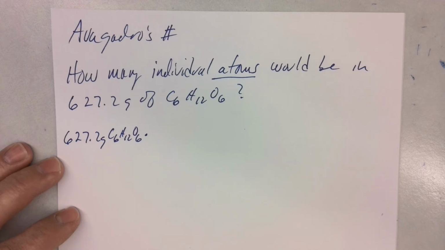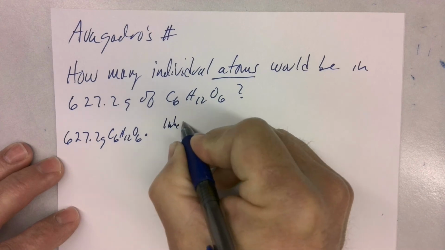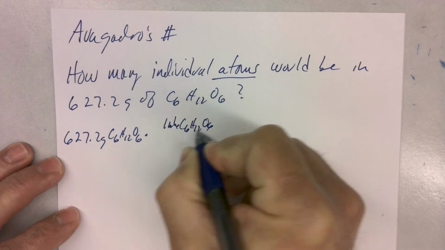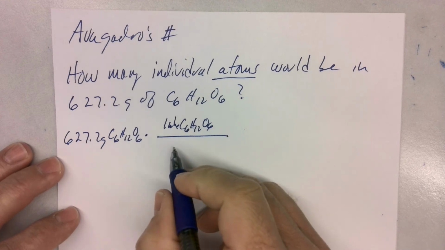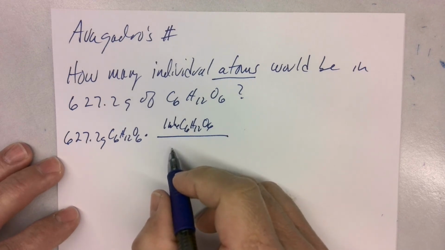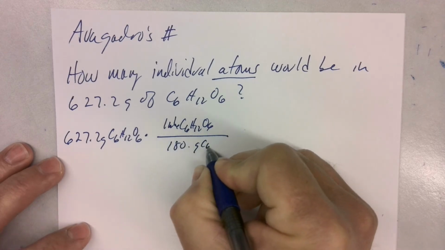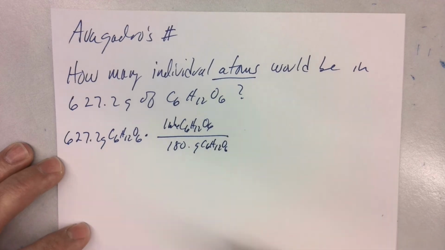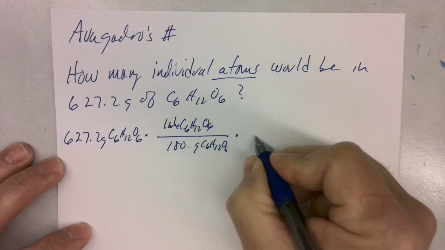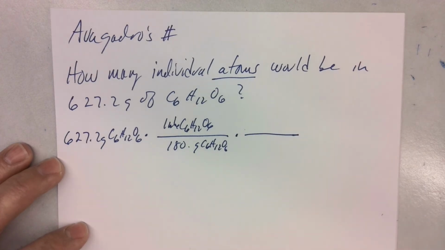Nobody knows. I'm going to go to moles. So I'm going to times that by 1 mole of C6H12O6 for every... Anybody know what this is right off the top of their head? Nobody? It's 180 grams. So that will put me in moles. Now where do I need to go for moles? Anybody know? Anybody want to take a guess?